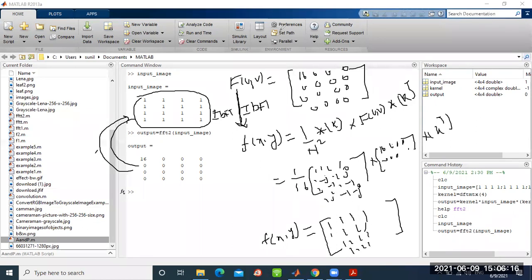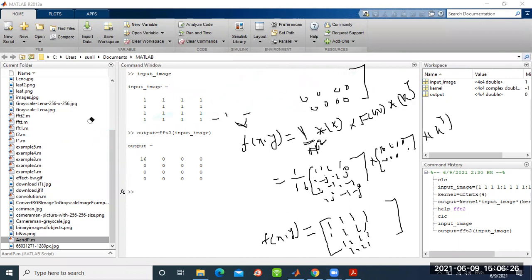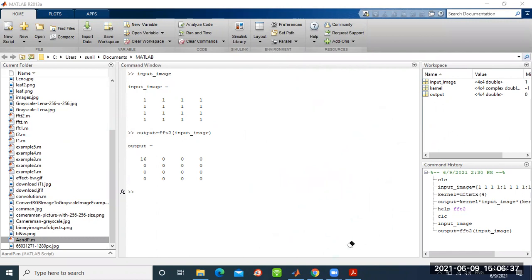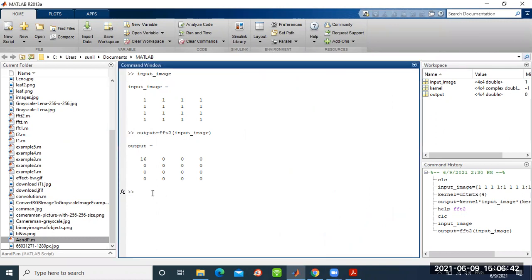So let me write the MATLAB program. This is the concept: the same formula, but we will use 1 by n square here. So let me write the MATLAB program for this. The output image is already there in the output, so we would create a kernel. The kernel is also there, so there is no need to create it; otherwise you would have to create it.